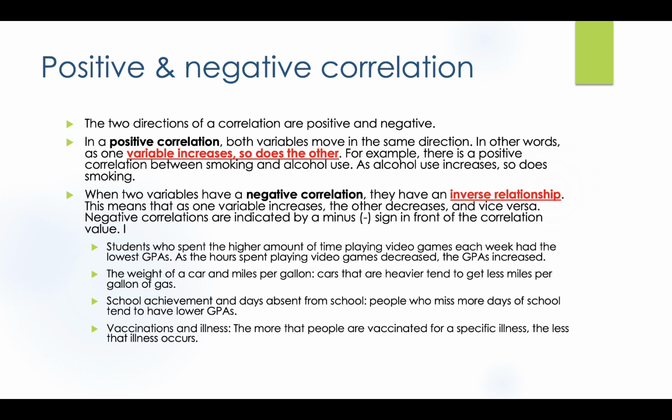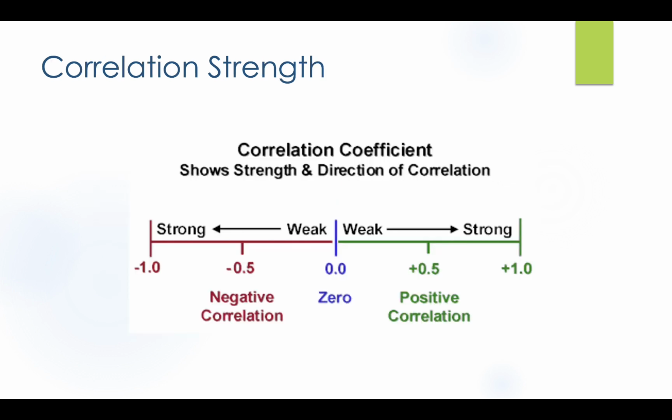And then we would have school achievement and days absent from school: people who miss more school have a tendency to have higher GPAs. So let's think about vaccines and illnesses. The more that people are vaccinated for a specific illness, the less the illness occurs. So, an inverse relationship.